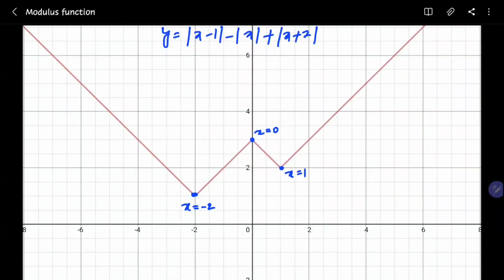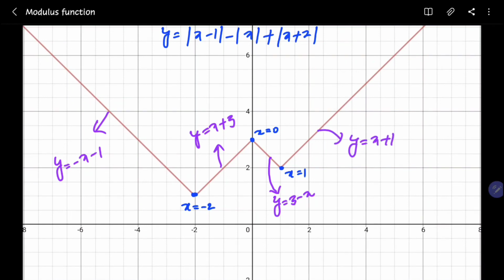This is why the graph is broken like this. From minus infinity to minus 2, the graph is minus x minus 1. From minus 2 to 0, the graph is x plus 3. From 0 to 1, the graph is 3 minus x. And from 1 to infinity, the graph is x plus 1.